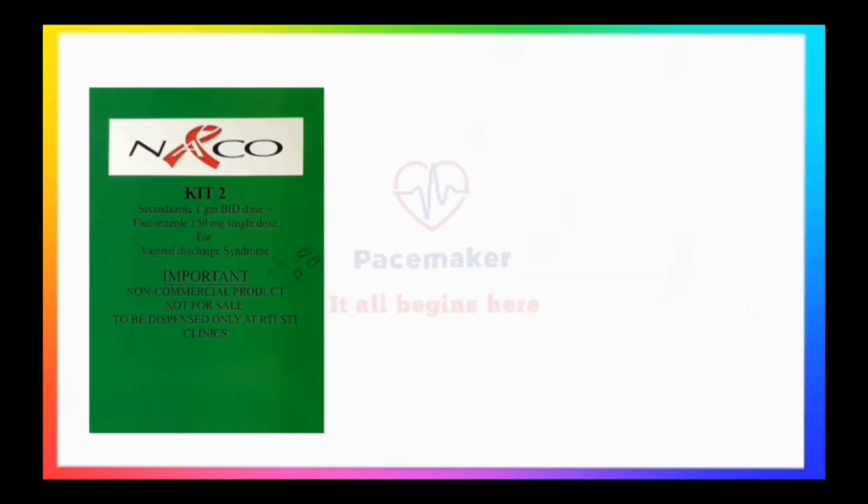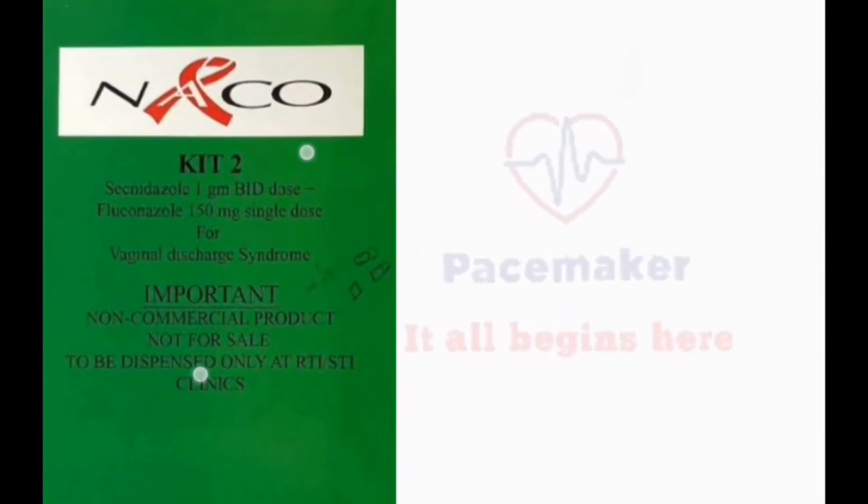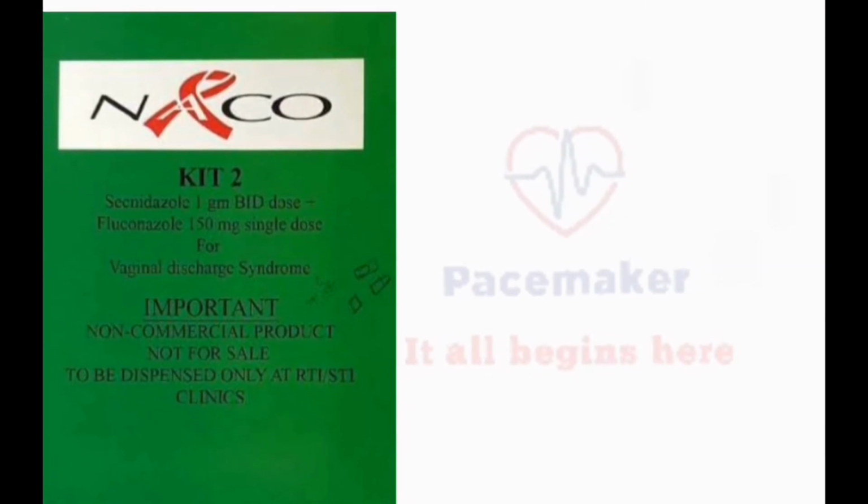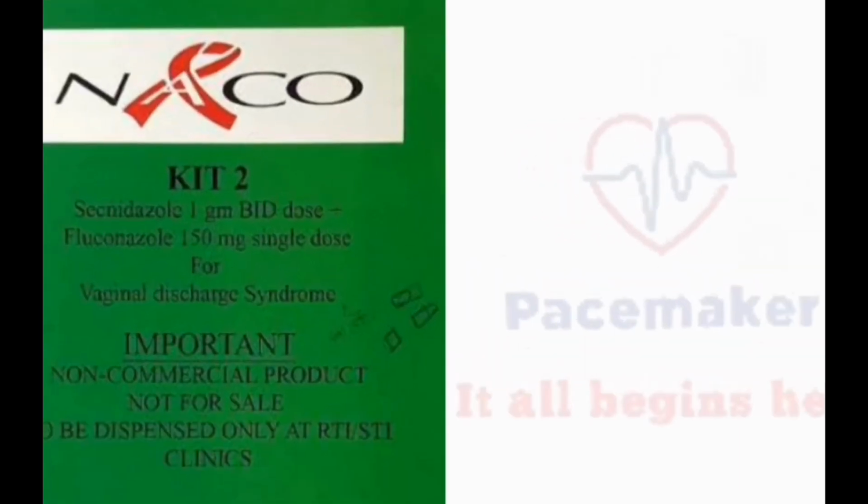And there is syndromic management by NACO, and the kit we use in case of vaginal discharge is kit 2, the green color kit, which has secnidazole 1 gram BD dose plus fluconazole 150 mg single dose for vaginal discharge syndrome. Here you can give secnidazole 2 gram stat also.